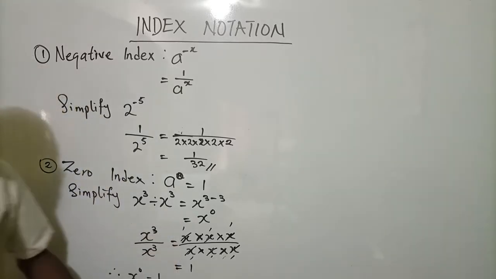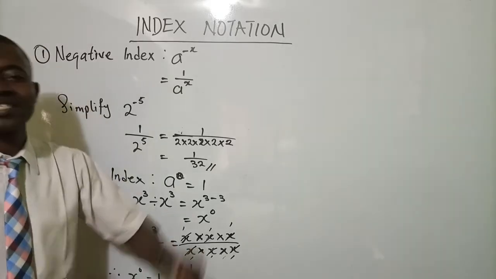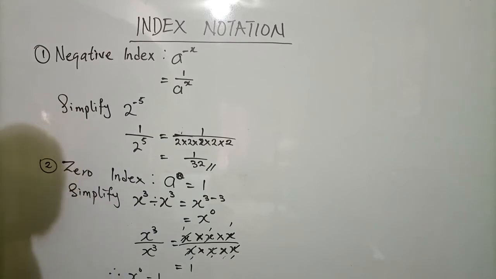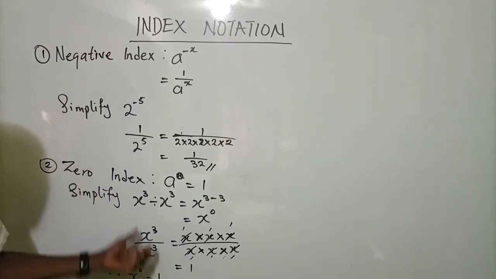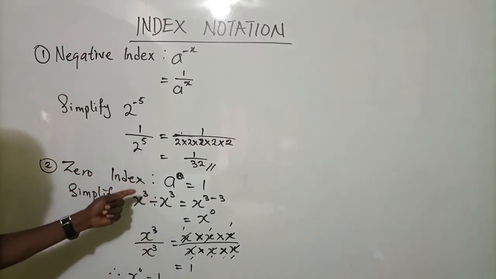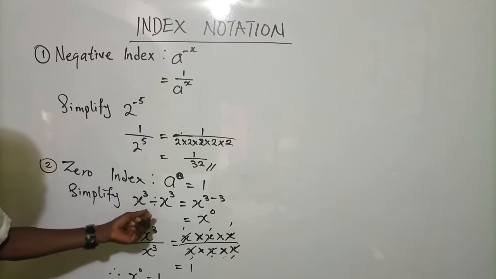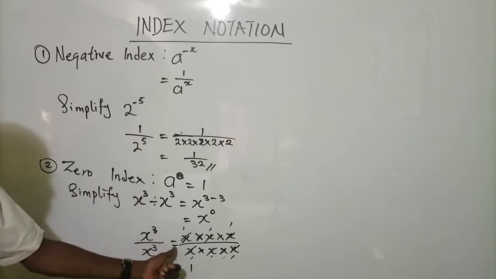So that is what it means. This is how we arrived at that law. When you hear people say that anything raised to the power of 0 is equal to 1, this is it. Applying the division law, we are able to do just what we have done here.